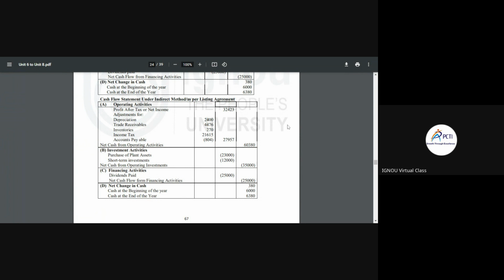Then we need to calculate from investment activities. It is the same as above, and in the case of financing activities, it is also the same. And the answer, whether you are calculating it from the direct method or from the indirect method, will be the same.